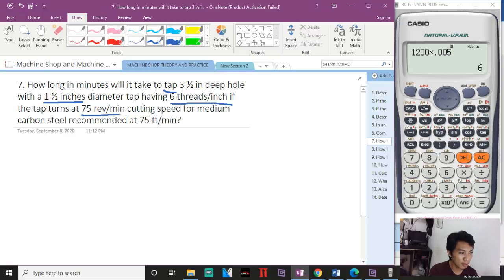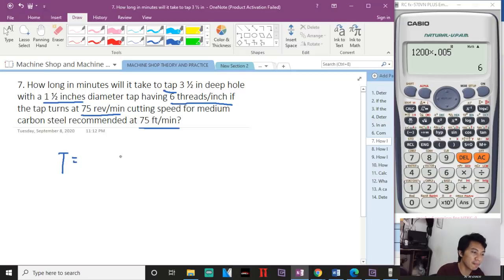75 revolutions per minute cutting speed for medium carbon steel, recommended at 75 feet per minute. Top 3-inch deep hole. Ano bang hinahanap dito? Time. Ano lang ang may time dyan? Revolutions per minute. Tapos meron ang feet per minute.